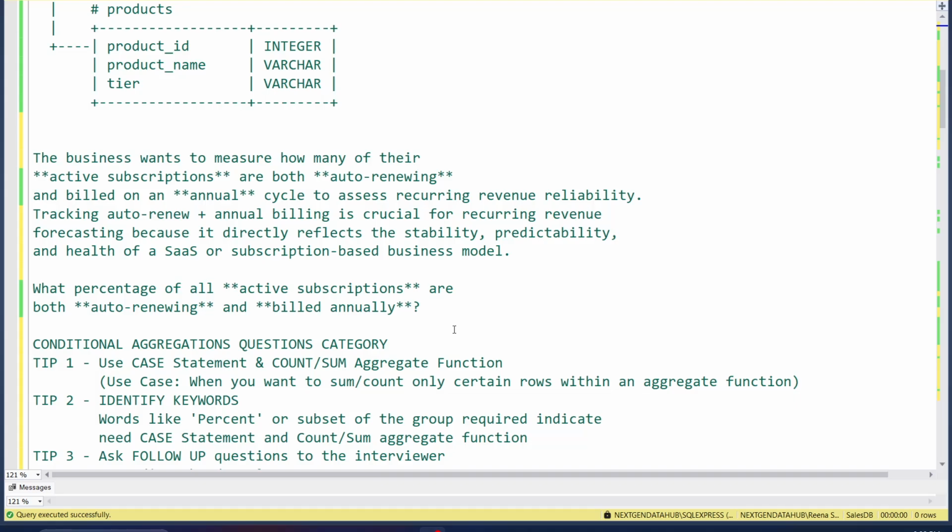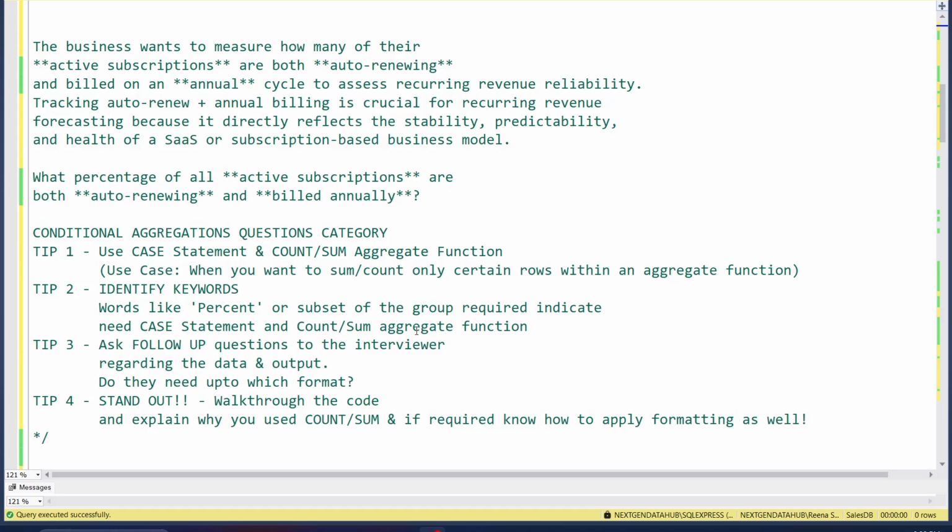As I mentioned earlier, in this series we will not just be talking about the solutions, but also providing you with some helpful tips to save you time during the interview. Because at the time of the interview, you will not have much time to think. You will have to think very fast, and also remember some tips to stand out, and we will be covering those as part of the series. This particular example falls under the conditional aggregation category.